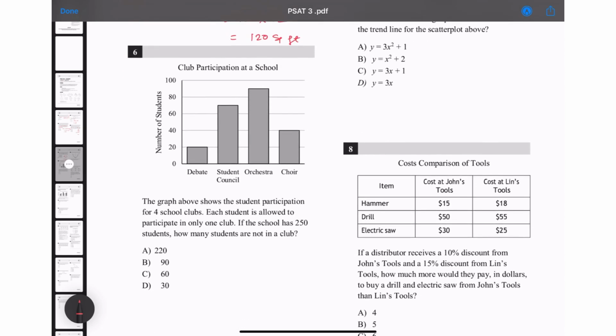Going to question number 6. Club participants at a school. The graph above shows the student participants for 4 school clubs. If the school has 250 students, how many students are not in a club? How many students are not?